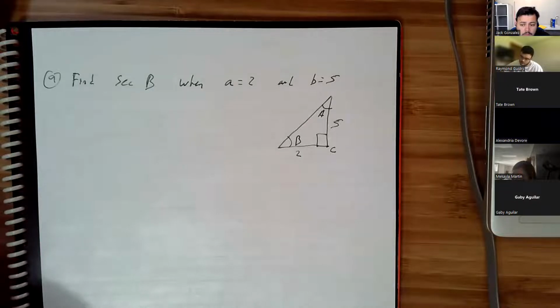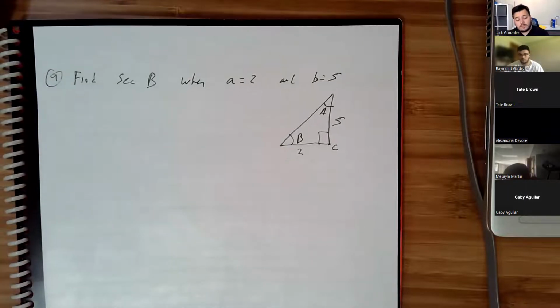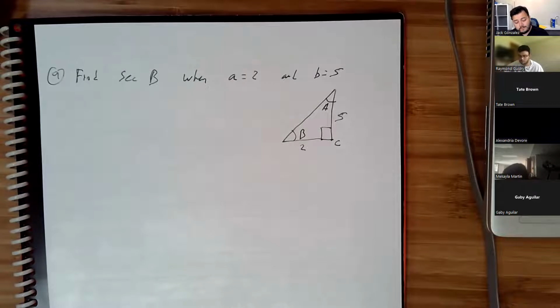So they said C is the right angle. Capital A and capital B don't really matter where you put them. What matters is where you put lowercase a and lowercase b. Okay, so they have to be opposite to the capital letters.